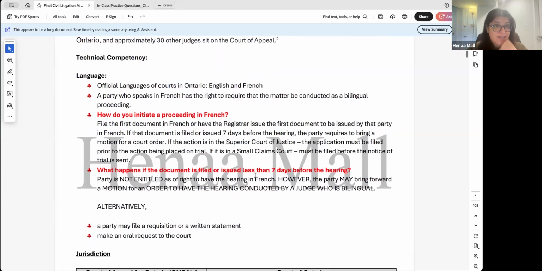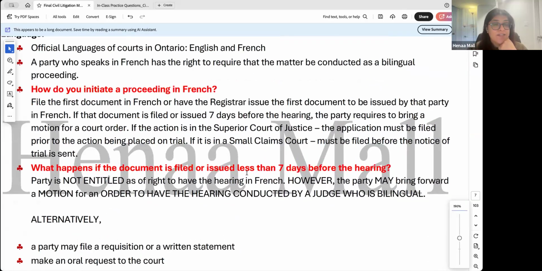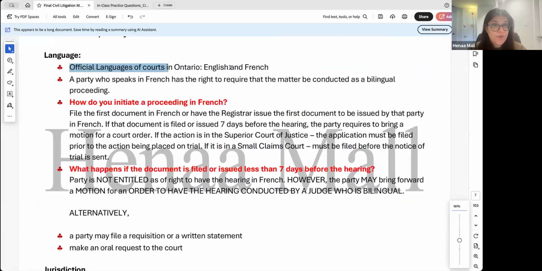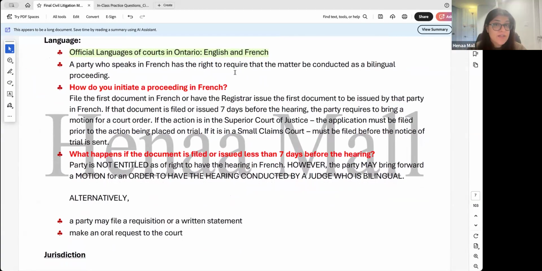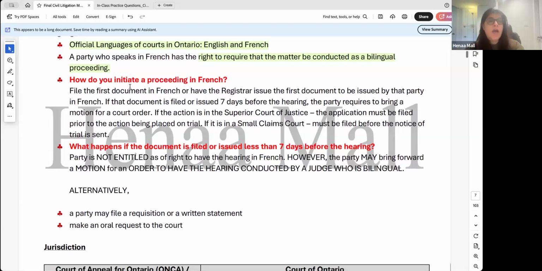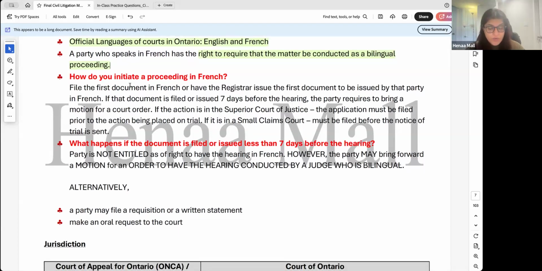Let's understand the technical competency. Now, there are essentially two official languages in courts of Ontario, English and French. A party that speaks in French has a right to require the matter to be conducted as a bilingual proceeding. So you have a right to ask for the matter to be conducted in both English and French, or ask for an exclusive proceeding in French. How do you initiate a proceeding in French? You have to file the very first document in French, right?